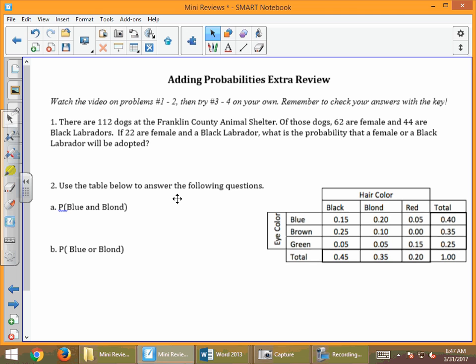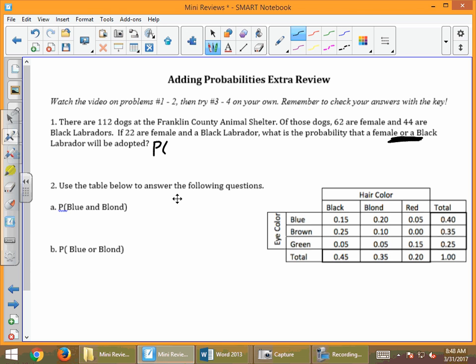There are 112 dogs in the Franklin County Animal Shelter. Of those dogs, 62 are female and 44 are black Labradors. If 22 are female and a black Labrador, what is the probability that a female or a black Labrador will be adopted? Whenever you're seeing this word or, you're going to use this formula.